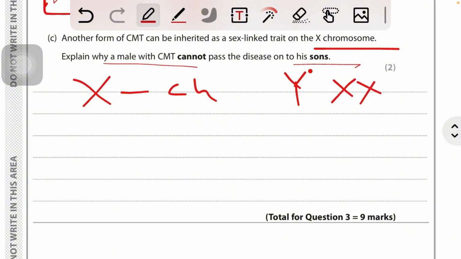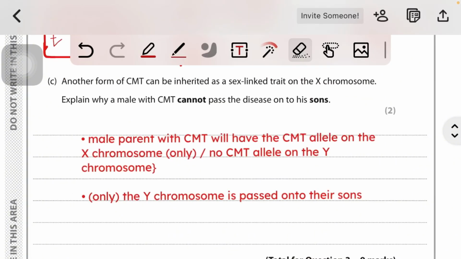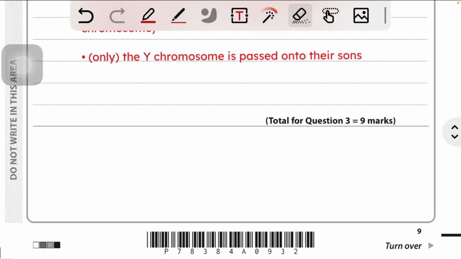Okay, so let's see the answer. Male parents with CMT will have the CMT allele on the X chromosome only, and no CMT allele on the Y chromosome, and only the Y chromosome is passed on to the sons. Okay, so this is the end of question 3.